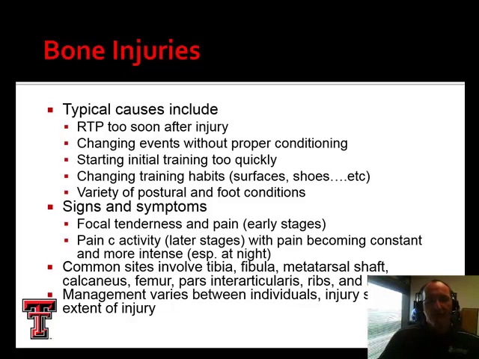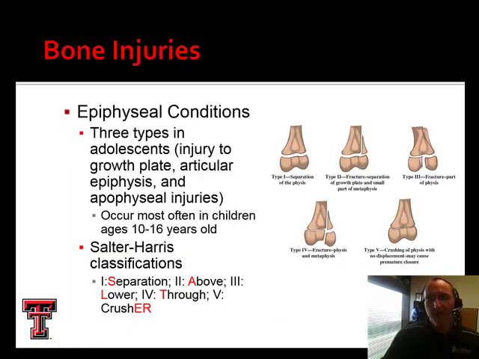Usually early on we'll have focal tenderness and pain, pain with activity later on, pain after activity later on, and then eventually constant pain. Common sites are the tibia and the fibula, lower extremity in particular. But we can also see these in the ribs, the pars interarticularis, which is a portion of the spine, vertebrae more specifically, and then in the humerus. We see this in throwers sometimes. Management varies quite a bit, but more often than not, the primary thing we have to do is remove the stress that caused it to begin with.